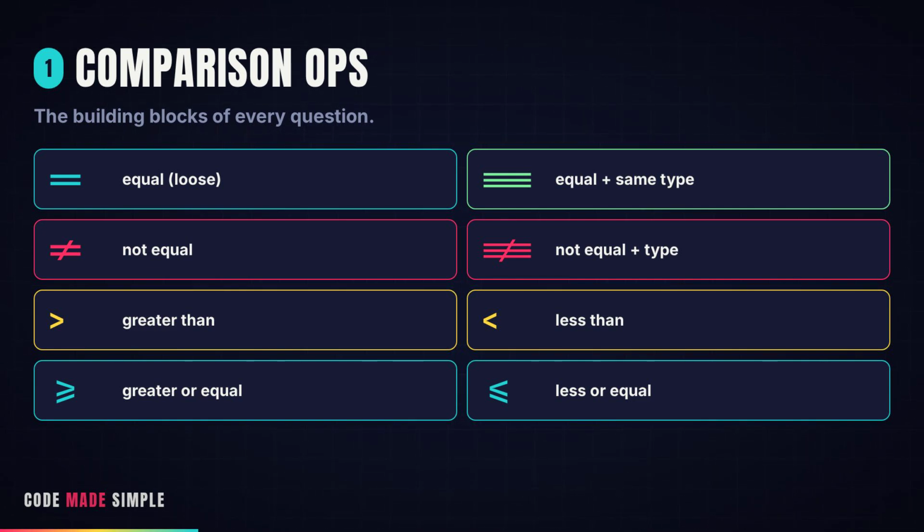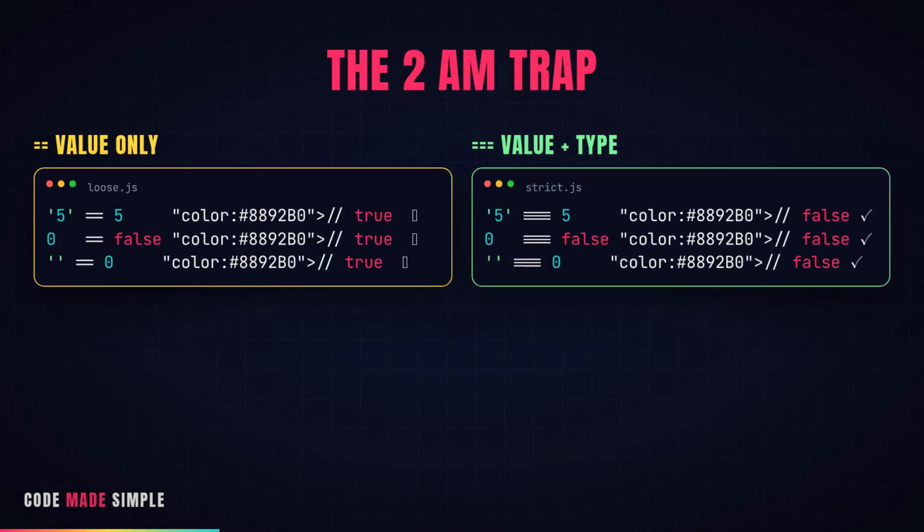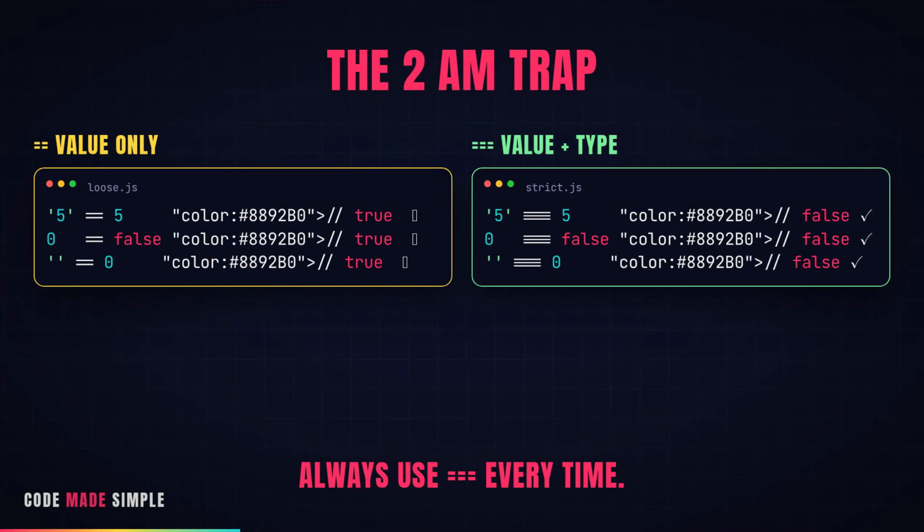Quick trap. The string 5 double equals the number 5? True. Triple equals, false. Different types. Rule of thumb, use triple equals. Every time. Save yourself the 2 a.m. debugging session.